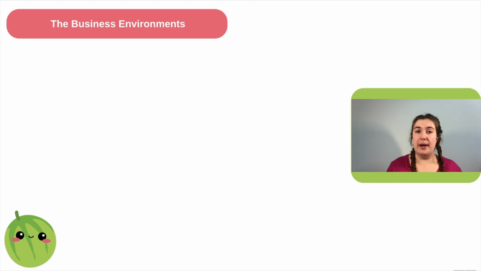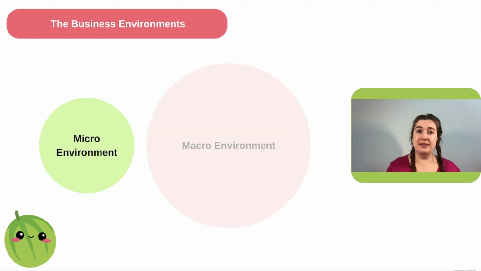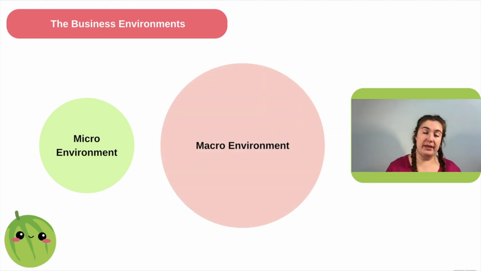When it comes to business environments, we normally have two. The first is our micro environment, and the second is our macro environment. And the micro environment actually works within our macro environment. That's why we see it as the smaller circle compared to the bigger circle.